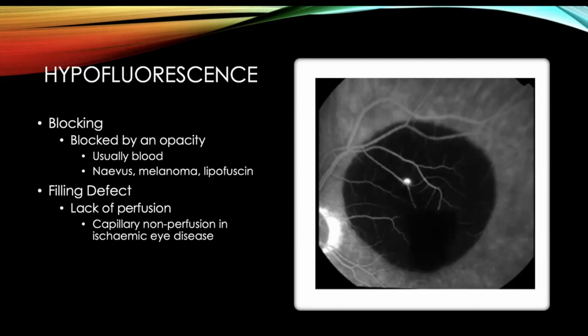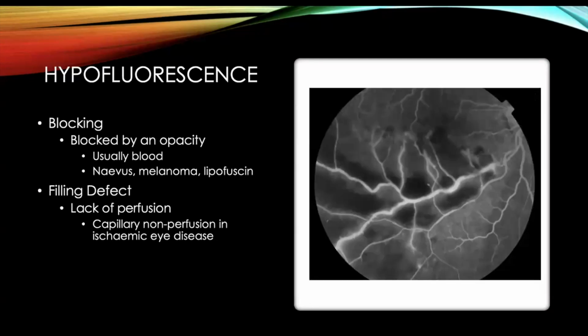And this is why an FFA by itself is limited, because you need to match that up with a clinical exam to see what the retina looks like, to see where that blocking is coming from. Is it blood, for example? And then you've got something like a filling defect. Now, a filling defect is essentially just fluorescein isn't reaching that area. So it's usually a blockage in a vessel, or for example, capillary non-perfusion in ischemic eye disease.